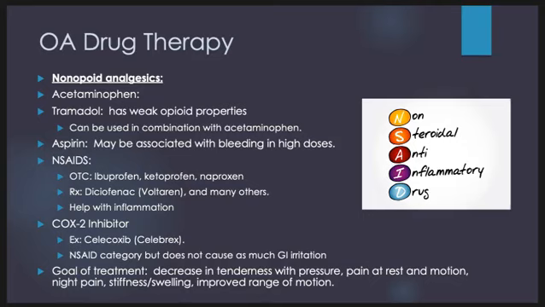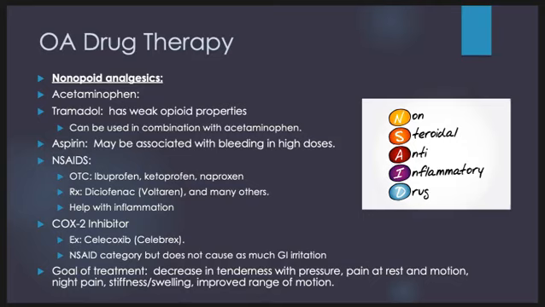Again, all these NSAIDs, there is a greater risk for GI bleeds and renal failure if used in high doses. So we have to educate patients and be careful with that. And it's always recommended if they are taking NSAIDs to be taken with food. For our COX-2 inhibitors, they are in the NSAID category, but they do not cause as much GI irritation. Examples include Celebrex, which I believe is also prescribed by a doctor.